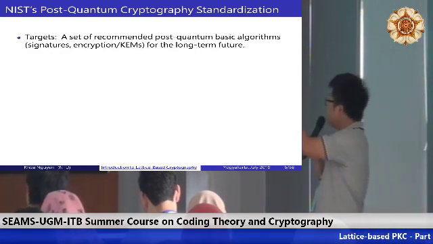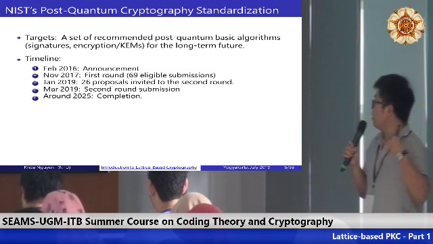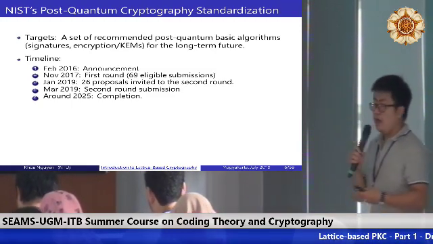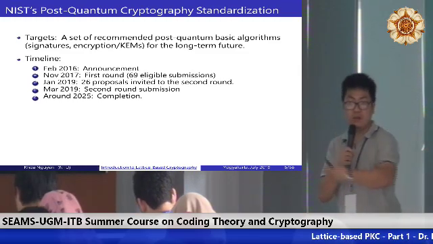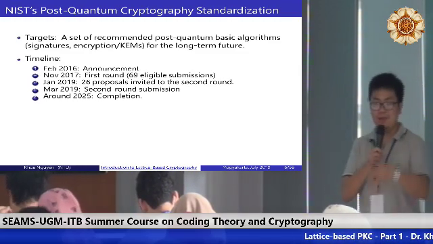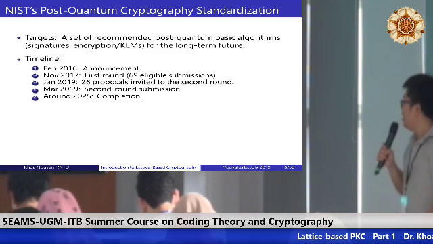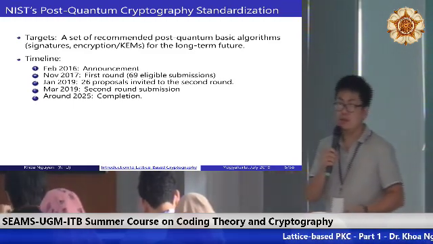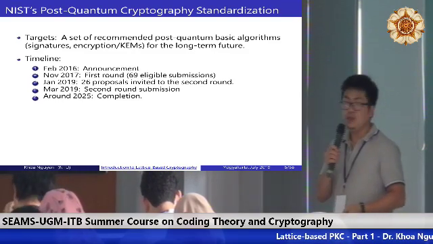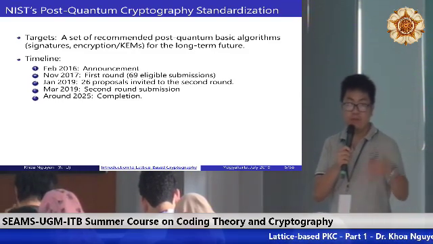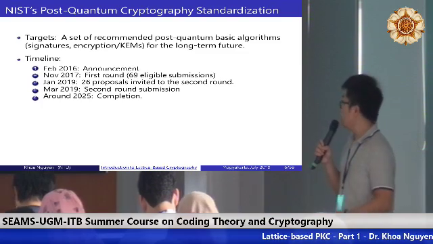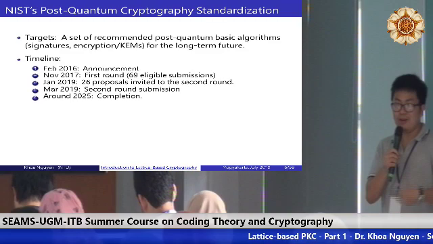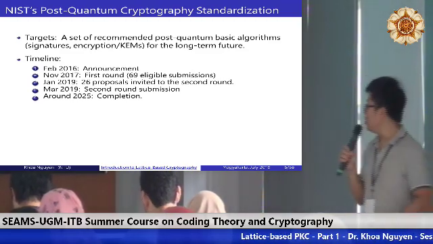That standardization process was announced by NIST in February 2016. They called for submissions from all of the researchers and implementer engineers in the world, and the deadline was in November 2017. There were 82 submissions from all around the world, but only 69 of them were eligible submissions, meaning that they meet all of the requirements put forward by NIST.